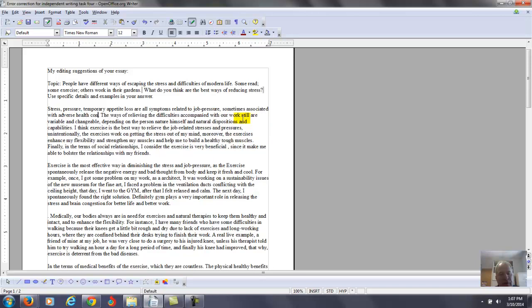The ways of relieving the difficulties accompanying our work are variable and changeable. But in this case, variable means changeable. So probably a little bit wordy there. I'm going to say wordiness. I'm going to write that down. The ways of relieving job difficulties.